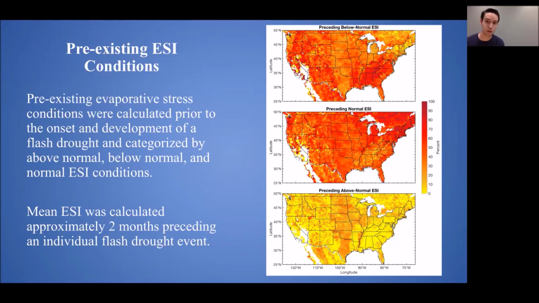You can still have that occur. But on the other end, if you look up on the top panel with preceding below normal ESI, there's kind of a regional hotspot in the southeast United States. One way to think about this would be that for the southeast, you almost need a jump start or a kick start to get into a flash drought. You need below normal evaporative stress conditions in order to tip it off into a flash drought, just making the conditions even worse. But these were just some of the early results here. We plan to break these up probably by region and take a deeper look at what's going on here and how this ESI is distributed for flash droughts depending on different regions.